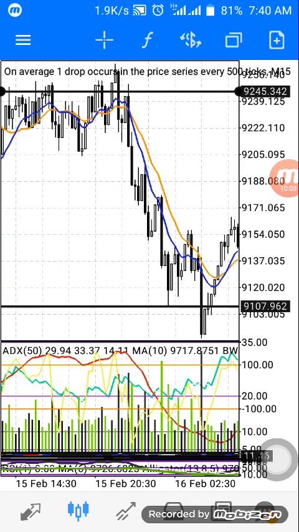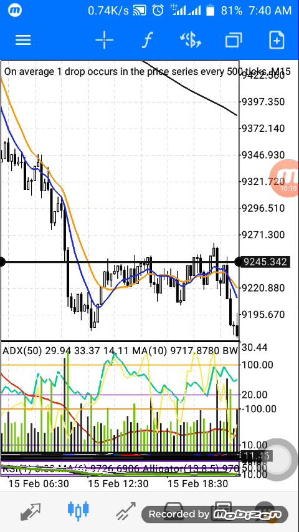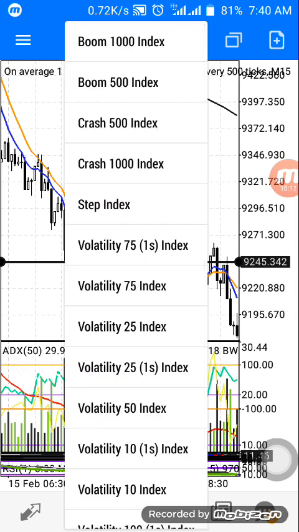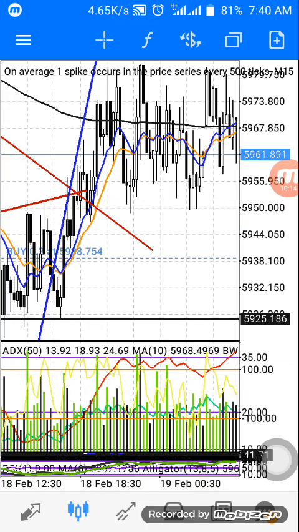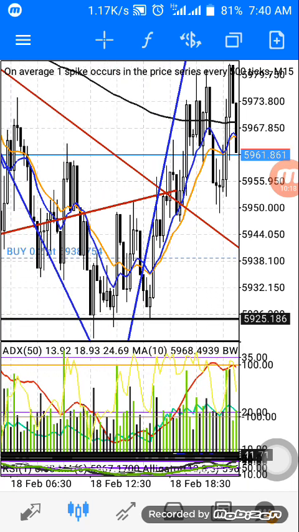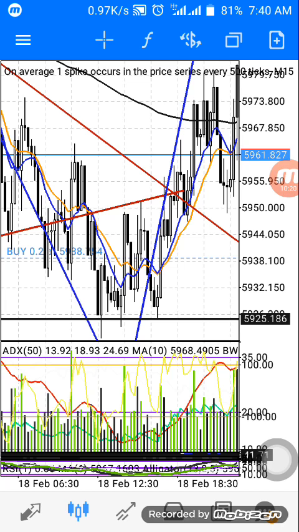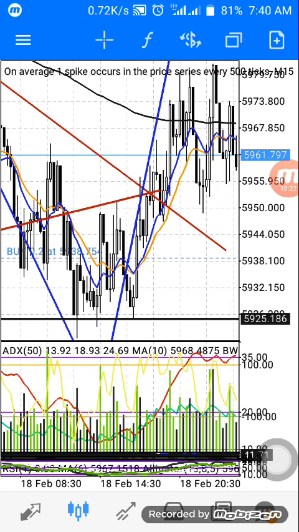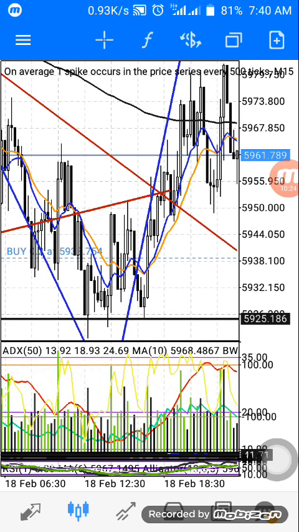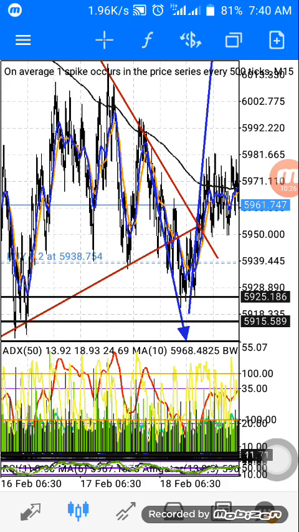Crash 500, vice versa for boom. Let us check on the boom. It works both on the boom and the crash, whether 1000 or step index. You will see I'm in a trade here. I'm in the buy trade at this moment. You will see that I'm buying this market.